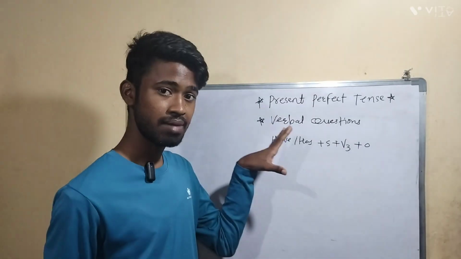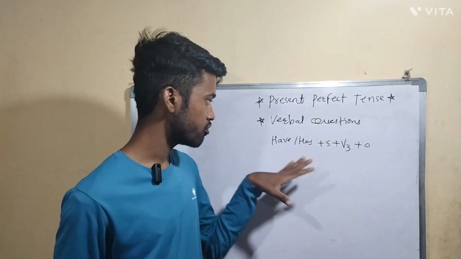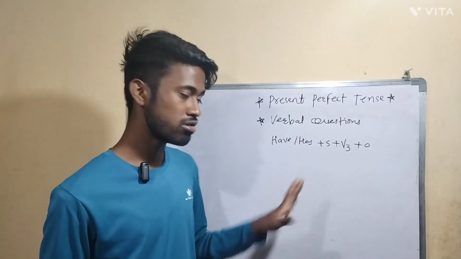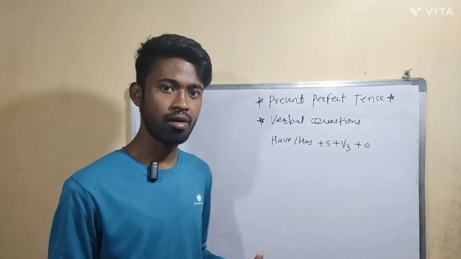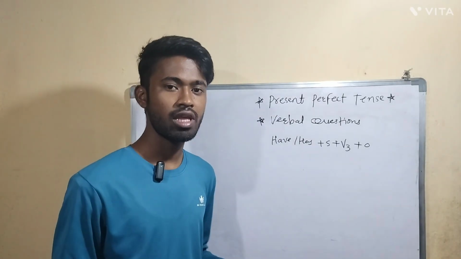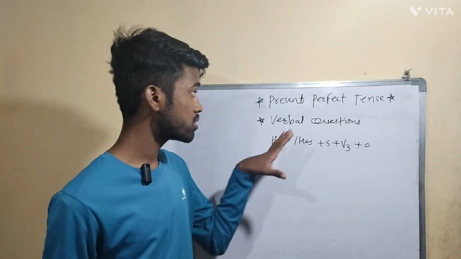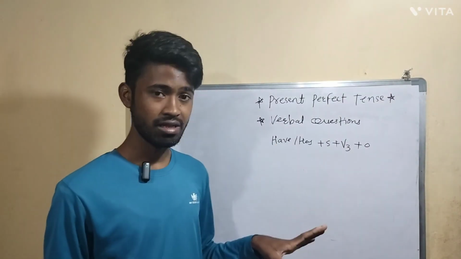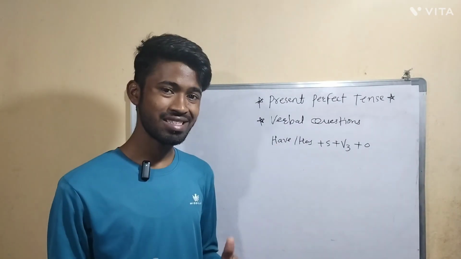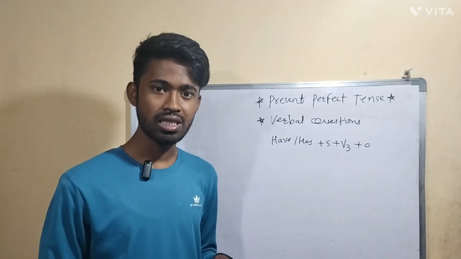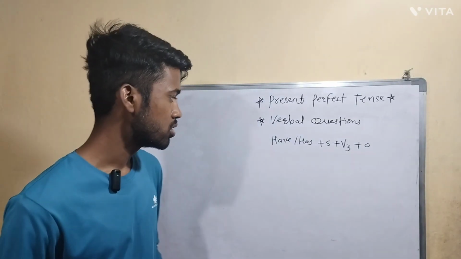So verbal question, as the name suggests, or yes/no type question, because we can answer these questions with yes or no. So it always starts with the helping verb. Initially I told you that verbal questions means the questions which start with the helping verbs. So what helping verbs do we have in present perfect tense? Have and has. So whenever a sentence starts with these helping verbs, it becomes a verbal question, or you can say a yes/no type question.